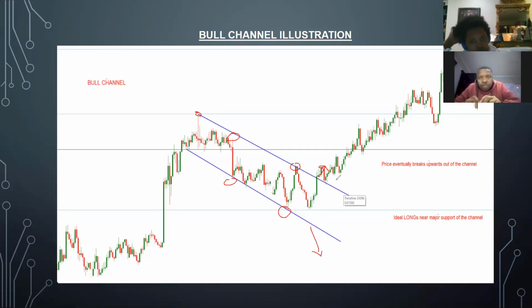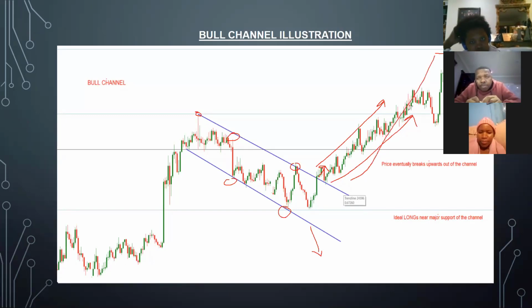Because you're basically saying, okay, the uptrend in the bull channel is now resuming. The market is resuming, going to the upside. And if you look on the chart illustration, yes, the market did move all the way to the upside. You see, this is a very nice trade that anyone would have taken.